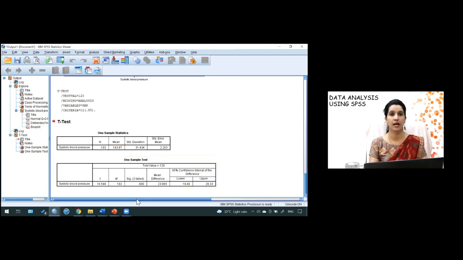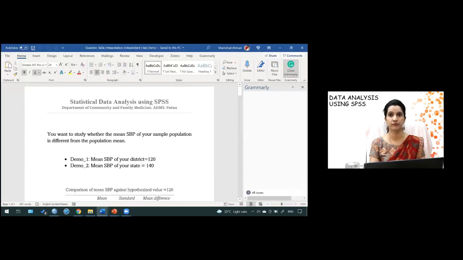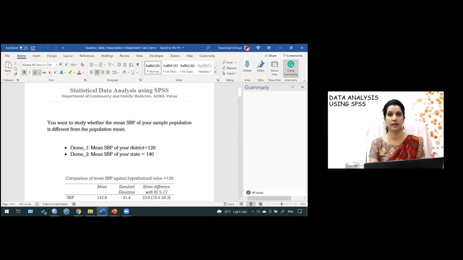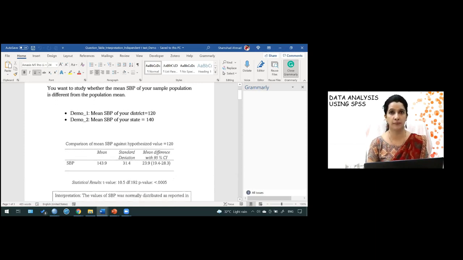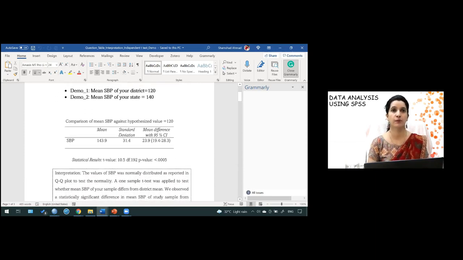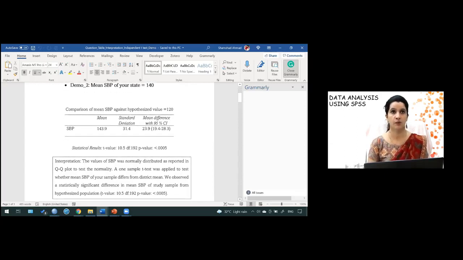How do we enter these values in the table? If you go and see this table, this is the APA style table. Your table should start with the table number, the title of the table, and the sample size. Because we are comparing the mean SBP against a hypothesized value, which is 120, the SBP of my sample was 143.9 with a standard deviation of 31.4 and a mean difference of 23.9. And you have to write the value of t, the degrees of freedom, and the p-value.